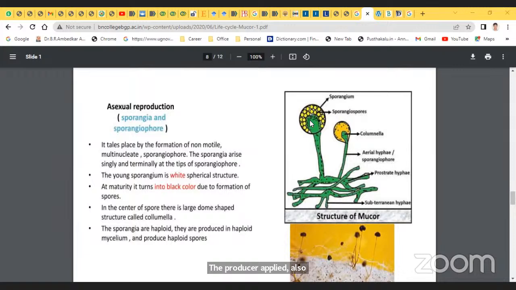Mucor has four or five important points. First is the sporangiophore, next the sporangium, sporangiospores, and columella. The columella and the sporangium are white in color and spherical in shape. At the maturity stage, the sporangium turns black, due to the formation of the spores. These are the points regarding asexual reproduction.